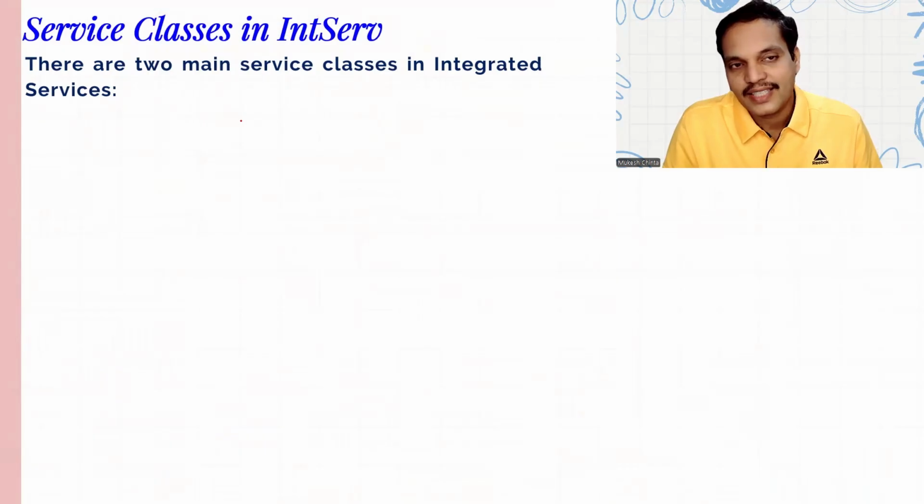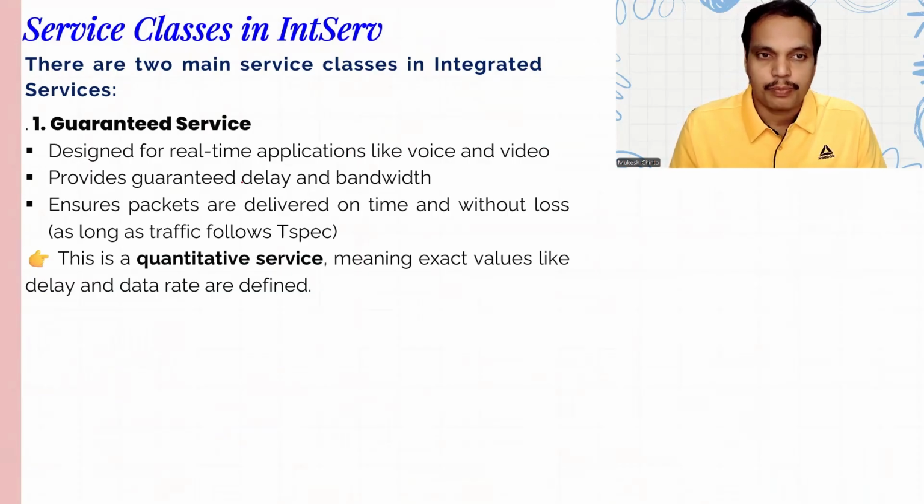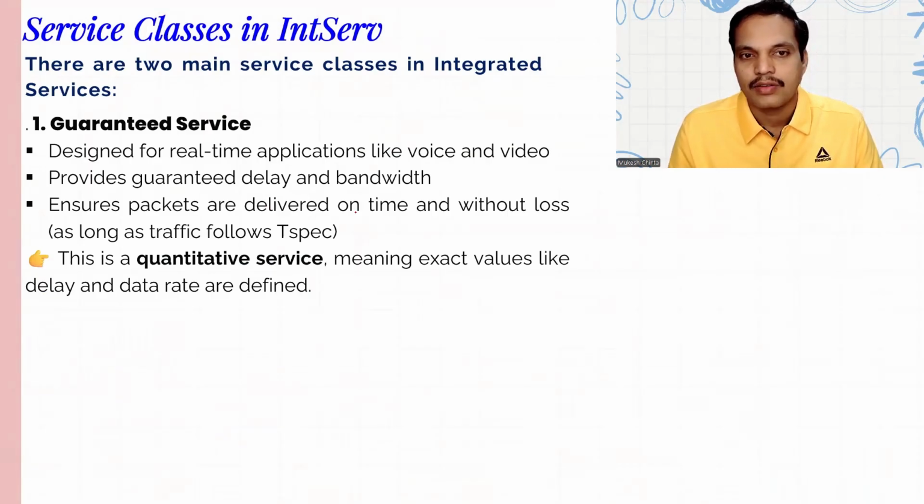The next thing we have defined here is that there are two main service classes in integrated services. What are these service classes? The first service class is called guaranteed service. This is designed for real-time applications like voice and video. It provides guaranteed delay and bandwidth. It ensures that packets are delivered on time and without loss.